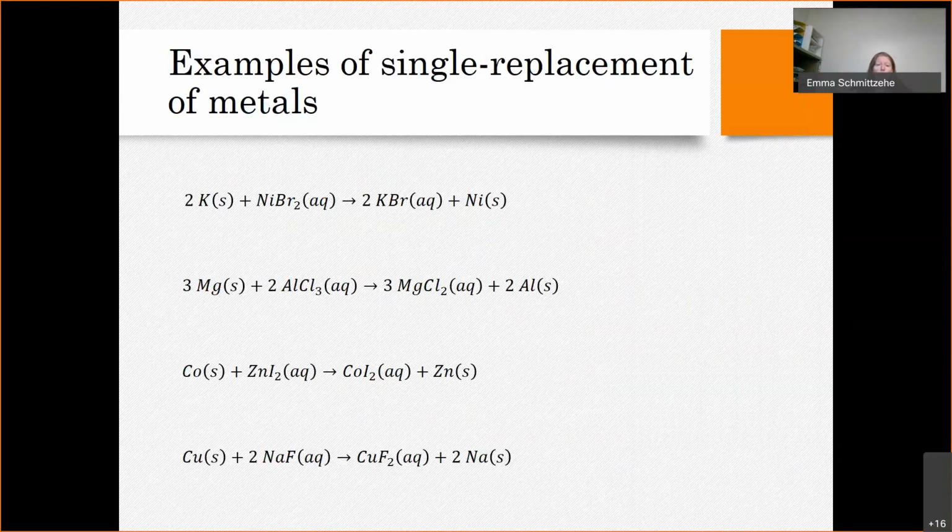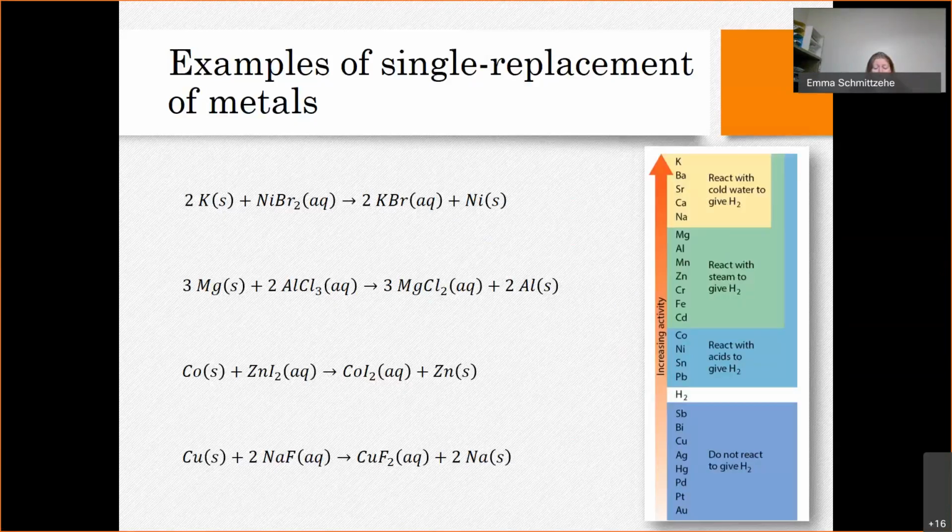And then you can look through these others. You've got magnesium and then aluminum chloride, and the magnesium kicks out the aluminum. So the aluminum goes by itself, the magnesium bonds with the chlorine, okay, and so on. So these are all examples of single replacement of metals, okay, and they're all redox reactions. You could go through and assign oxidation states and identify what's being oxidized, what's being reduced. But these aren't all actually spontaneous reactions.